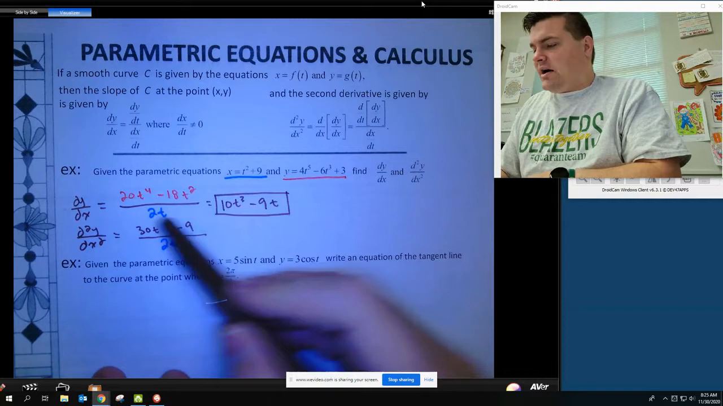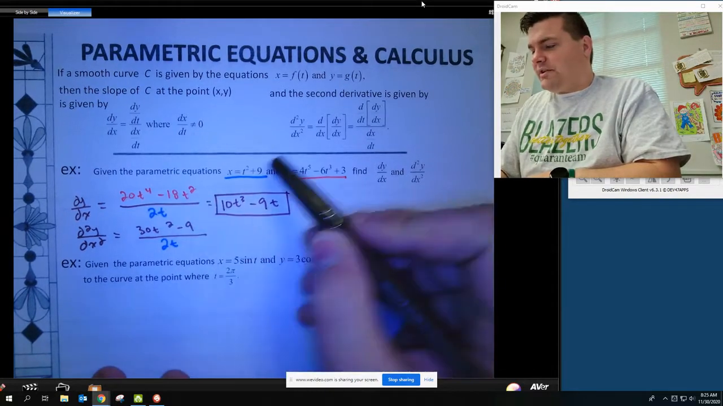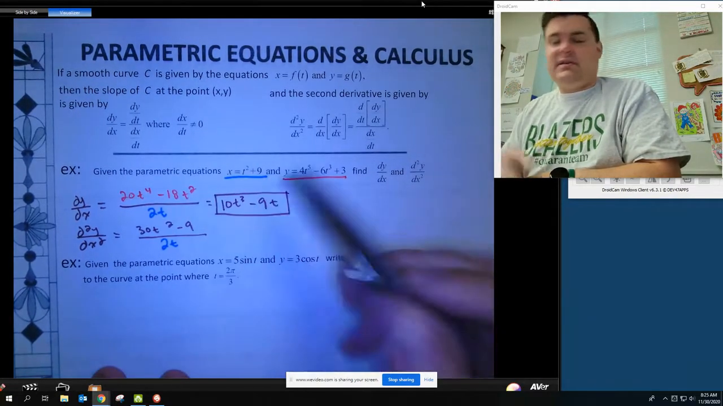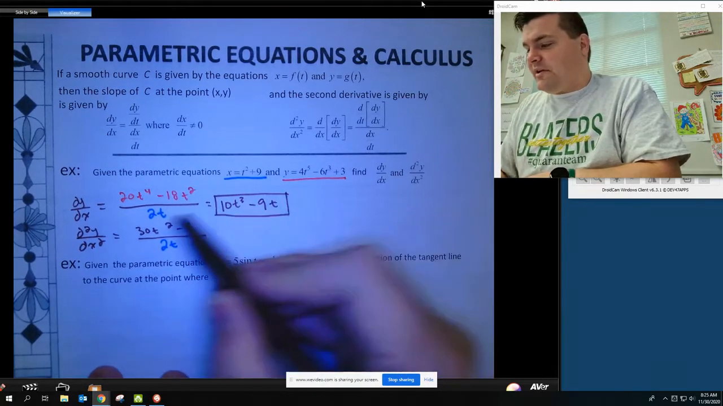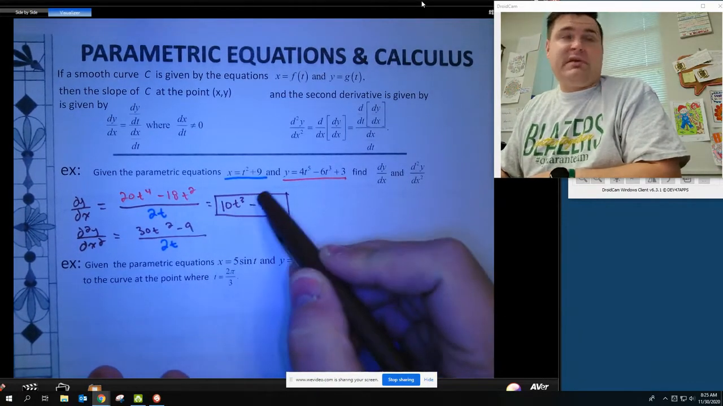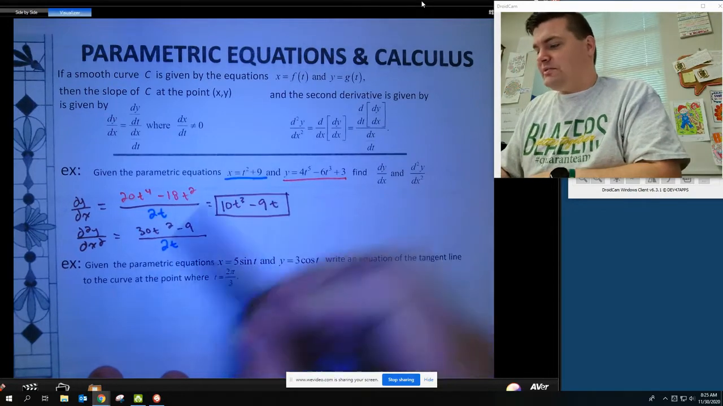Derivative here, just take the derivative of the y over the derivative of the x and just simplified it right here. That's all I did. And then for the second derivative, took the derivative of the first derivative, which is the brown one right here, all over derivative of x, which I previously had.